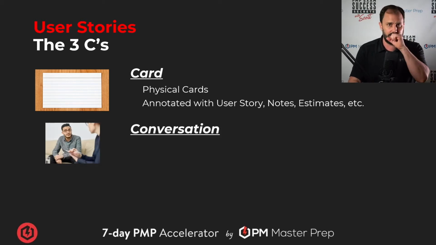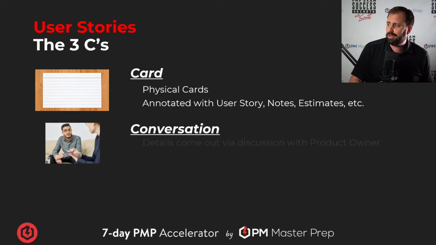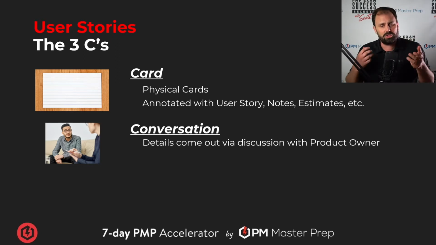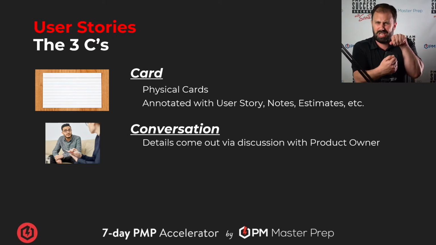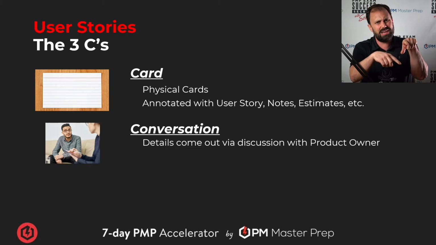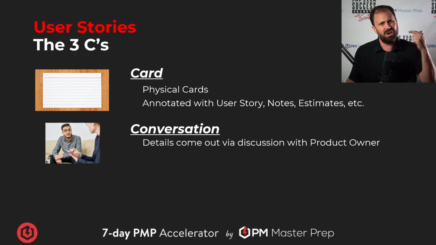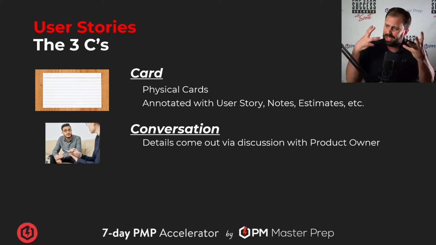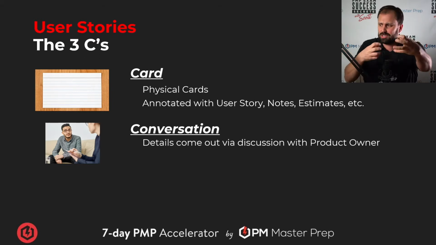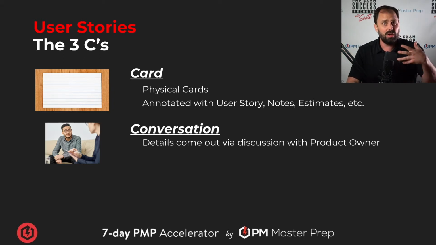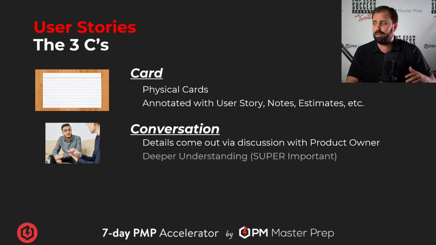Then the conversation. We said 3 C's, right? Card and conversation. It's the details that come out when I got this card and go, like, what do you mean? Like, what does this mean on here? And how'd you get that estimate? And well, can you talk to me more about it? So it's designed to get that conversation going back and forth with whom? The product owner, the people who know about it. That's what we're trying to do.